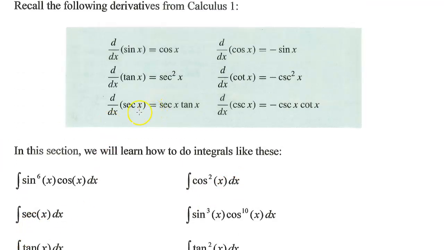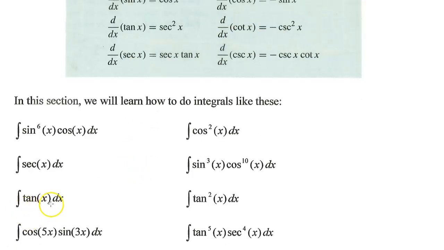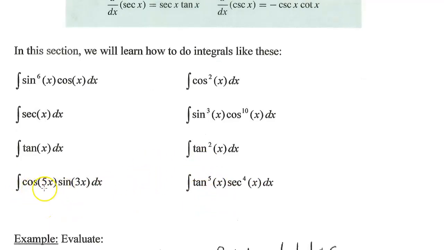Notice that the derivative of secant is secant times tangent, but what's the integral of secant? Well, notice on the right-hand side, I don't see secant anywhere. So none of these formulas will give us the integral of secant directly. So how do we find the integral of secant? Same thing with the integral of tangent, or the integral of tangent squared, or the integral of cosine of 5x times sine of 3x, or the integral of tangent to the 5th times secant to the 4th. All these are called trig integrals, because they're just integrals that involve trig functions. And in this video, we're going to talk about how we would do these.